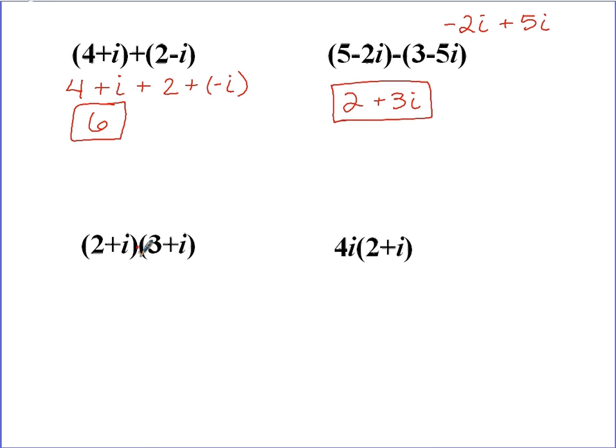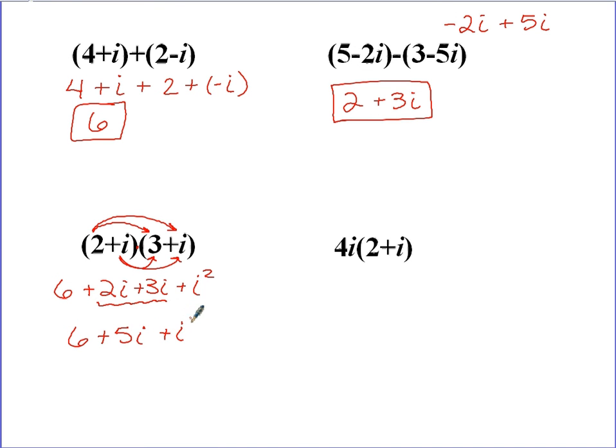When I'm multiplying, you're going to do this exactly like you were multiplying two binomials. You can treat the i like it's an x as you're starting out here. So 2 times 3 would get me 6. 2 times i would get me 2i. i times 3 would get me 3i. And i times i will get me i squared. So as I combine like terms, I get 6 plus 5i plus i squared.